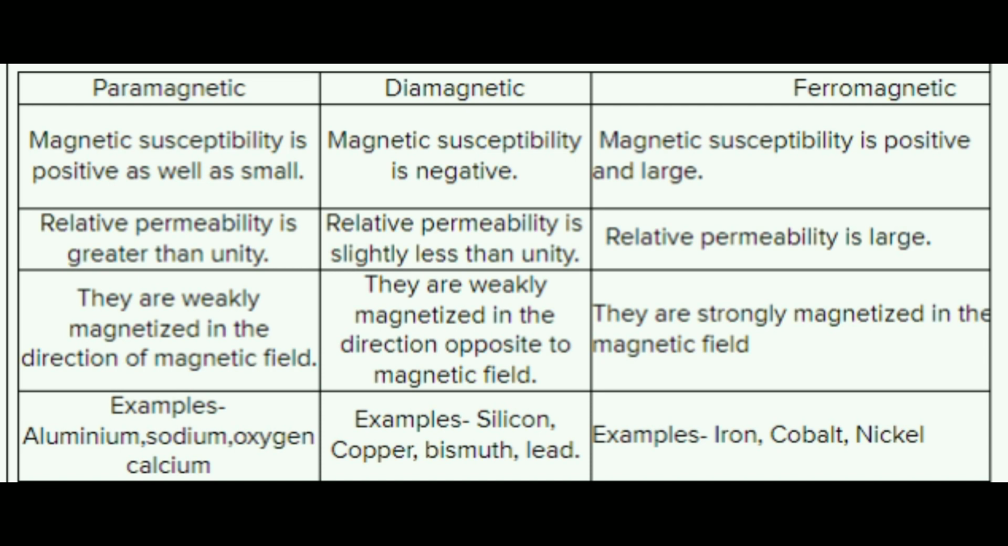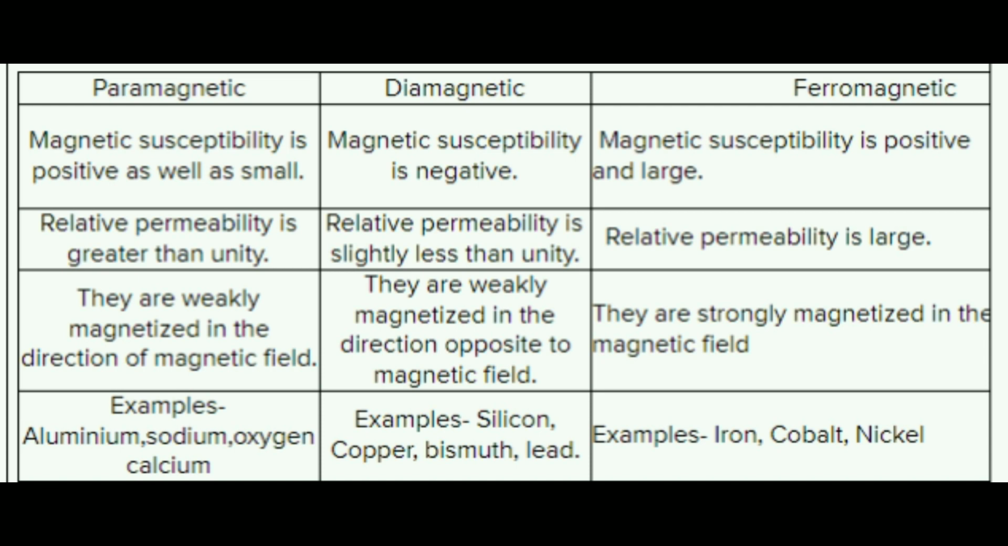For paramagnetic materials, relative permeability is greater than unity. This is a very important property. If the question gives a magnetic material whose permeability is greater than unity, you should know that it is paramagnetic. For diamagnetic it is less than unity, and for ferromagnetic it is very large, because it is a strong magnet.